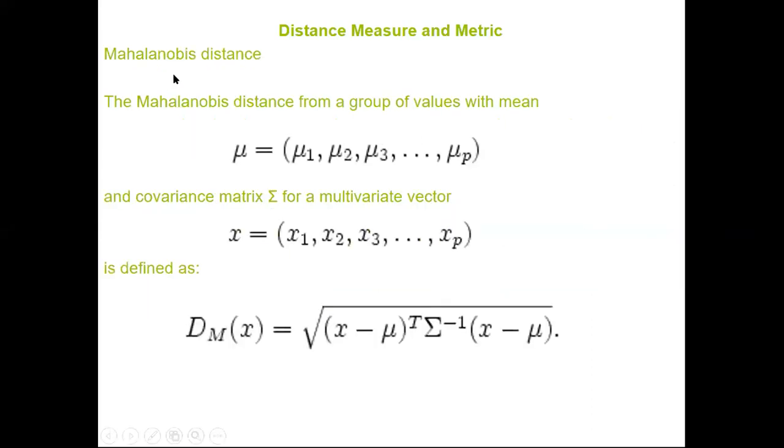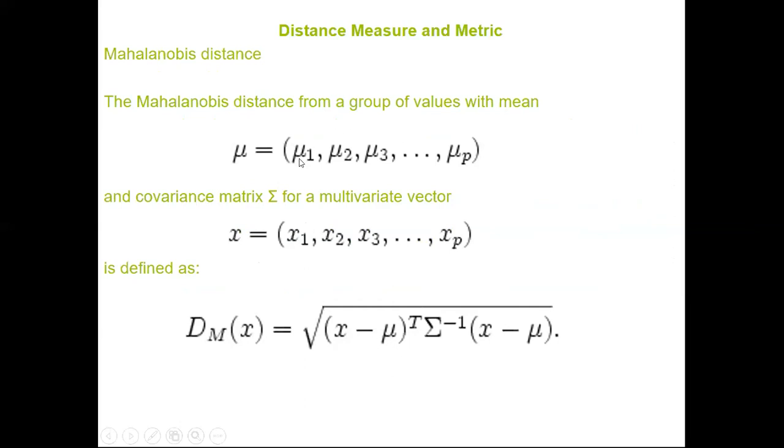So then, Mahalanobis distance in terms of a vector. How do you compute it? This is the mean vector, and this is your actual data, a multivariate vector. Mahalanobis distance is defined as x minus mu transpose into sigma inverse into x minus mu. X is your multivariate observation.